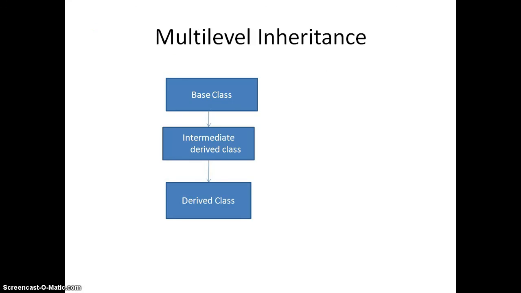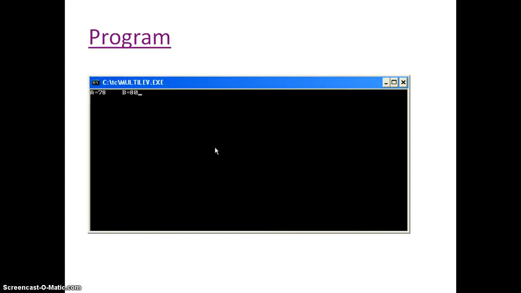And multi-level inheritance. We have a base class whose properties are inherited by an intermediate class. That will be inherited by one more class, that is multi-level. So this derived class has rights to access the properties of the base class also, because the properties of the base class were used by the intermediate class. So the derived class can use the properties of the base class as well as the properties of the intermediate derived class.